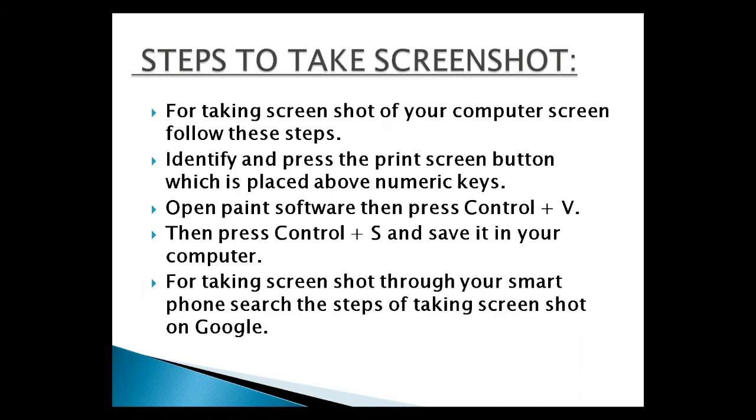Now I have shared the steps of a screenshot. For taking a screenshot of your computer screen, follow these steps. Identify and press the Print Screen button, which is placed above the numeric keys. Open Paint software, then press Ctrl V, then press Ctrl S and save it on your computer. For taking a screenshot on your smartphone, search the steps of taking a screenshot on Google.